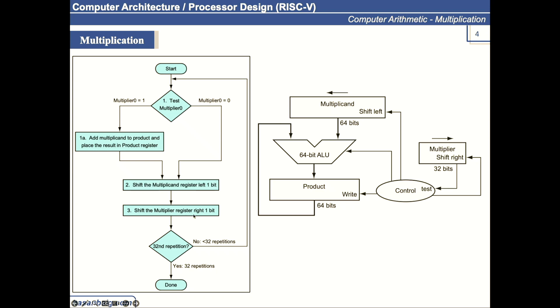If it is not 1, if it is 0, then we need to simply shift the multiplicand towards left, shift the multiplier register by 1 bit towards right, and check if it was a 32nd repetition. Why are we checking for the 32nd repetition here? Why not any other value?